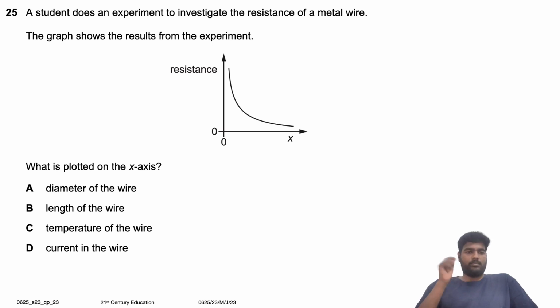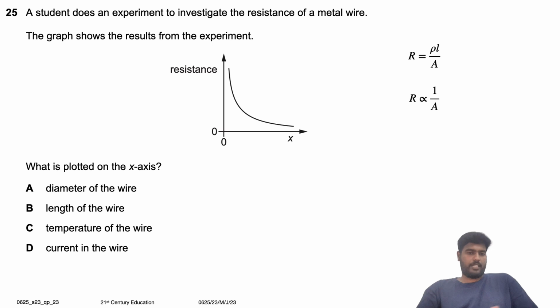Okay, let's see the options: diameter, length, temperature, and then current in the wire. Okay, we know that R is rho L by A. So this is which connects with the rest of the quantities given in the options. Resistance R is proportional to 1 by A, area.